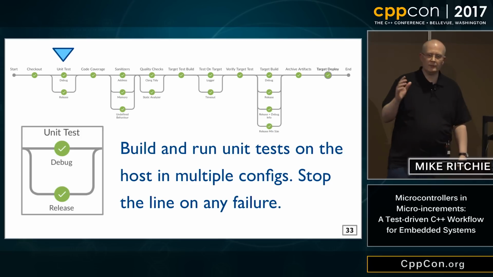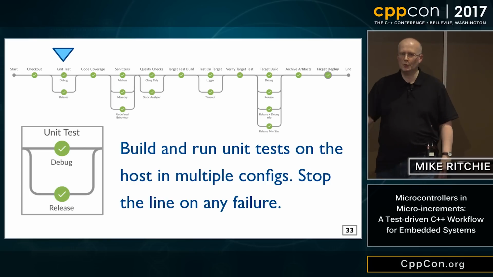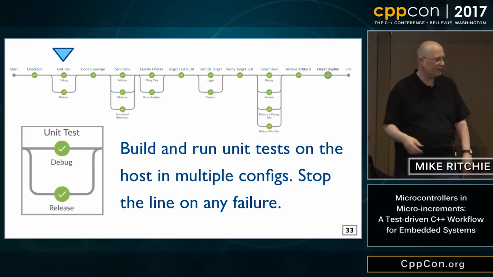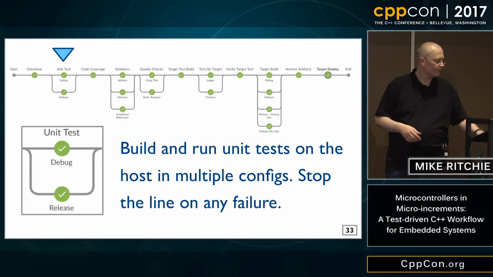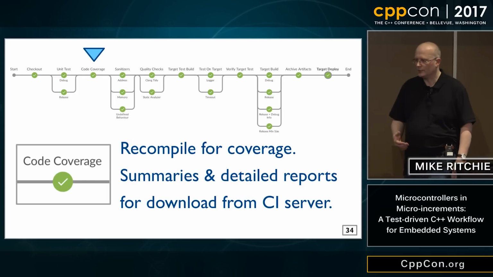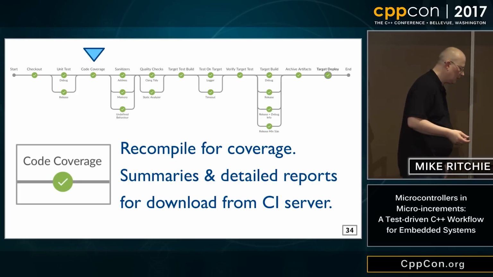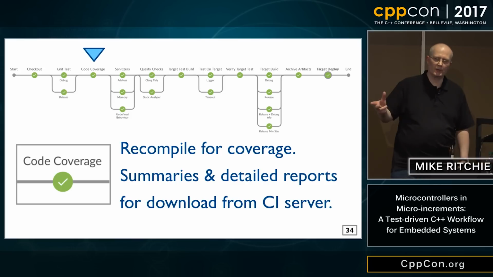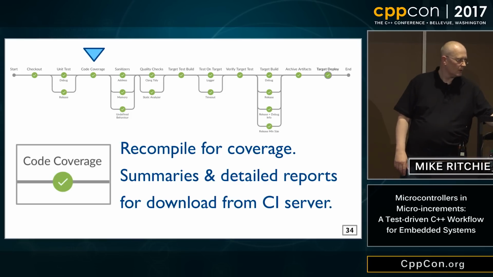And any failure, you stop the line. And by stop the line, I mean two things. One is you stop the build pipeline, and the other thing is you stop the production line. You stop coding. You don't keep adding on top of that failed test. So you diagnose and fix the problem, and you move on. Recompile for coverage. I use Clang and LLVM and llvm-cov. I find it's a really nice tool. I archive the coverage reports on the server as well in case I want to go back and look at them.